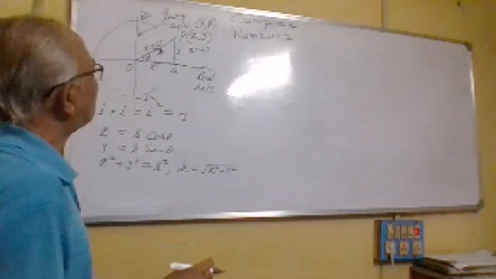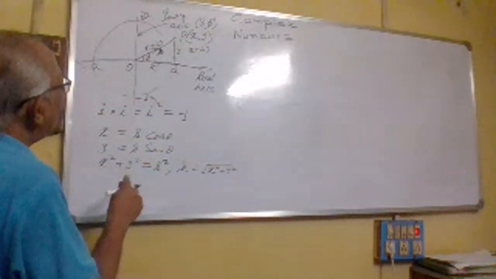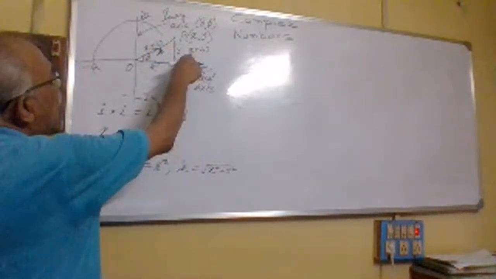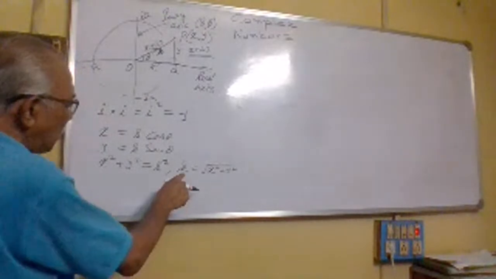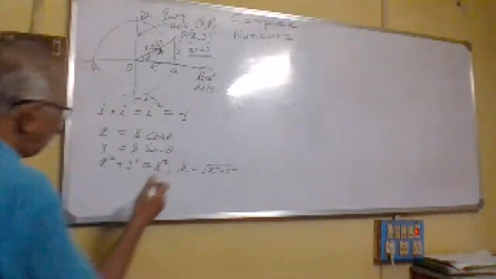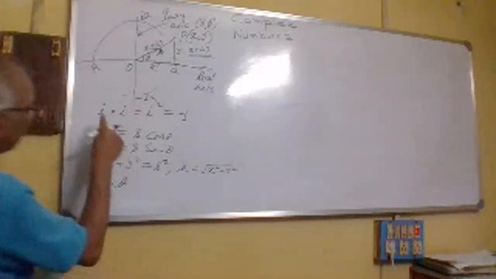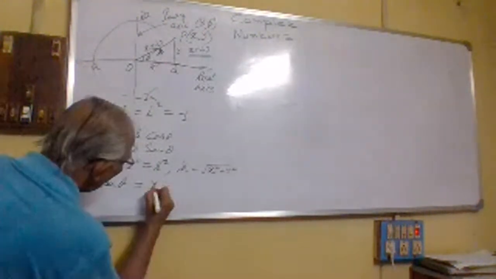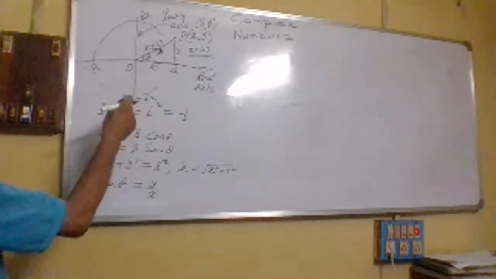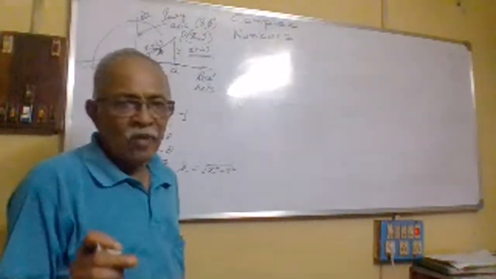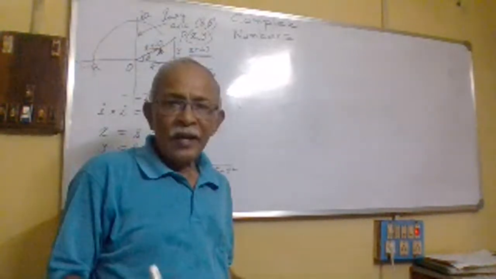This r is known as the modulus of this complex number. The complex number is x plus iy. If x plus iy is the complex number, its modulus will be this one, r equals this. And we can write tan theta. From here, if we write y by x, it will be r sin theta by r cos theta. r will cancel. What remains will be tan theta.